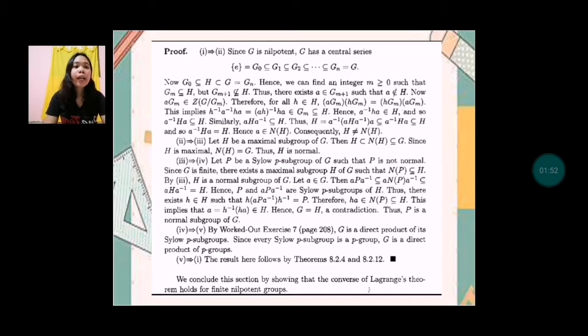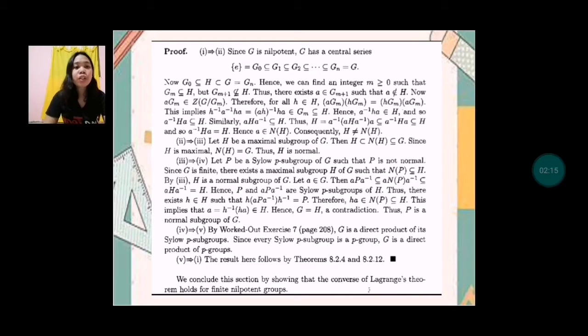Therefore, ha is an element of N(P), and N(N(P)) is a subset of H. This implies that a equals h^{-1}ha, an element of H. Hence, G equals H, a contradiction. Thus, P is a normal subgroup of G.